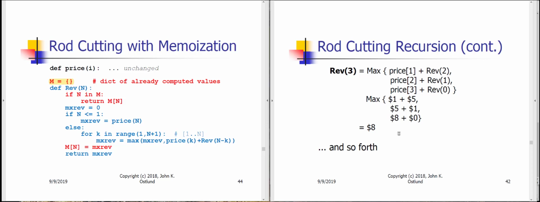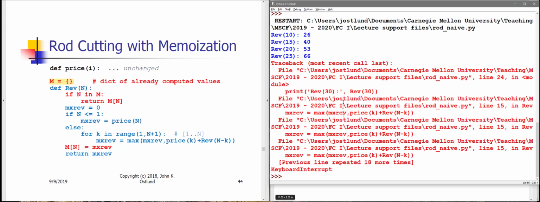Let's confirm that this version of the code with memoization is dramatically faster than the naive implementation without, even though they will eventually produce the same values. Here's what we got when we ran our naive version. $26 for a 10-foot piece of rebar that we cut up. $40 for a 15-foot piece that we cut up, and so forth.